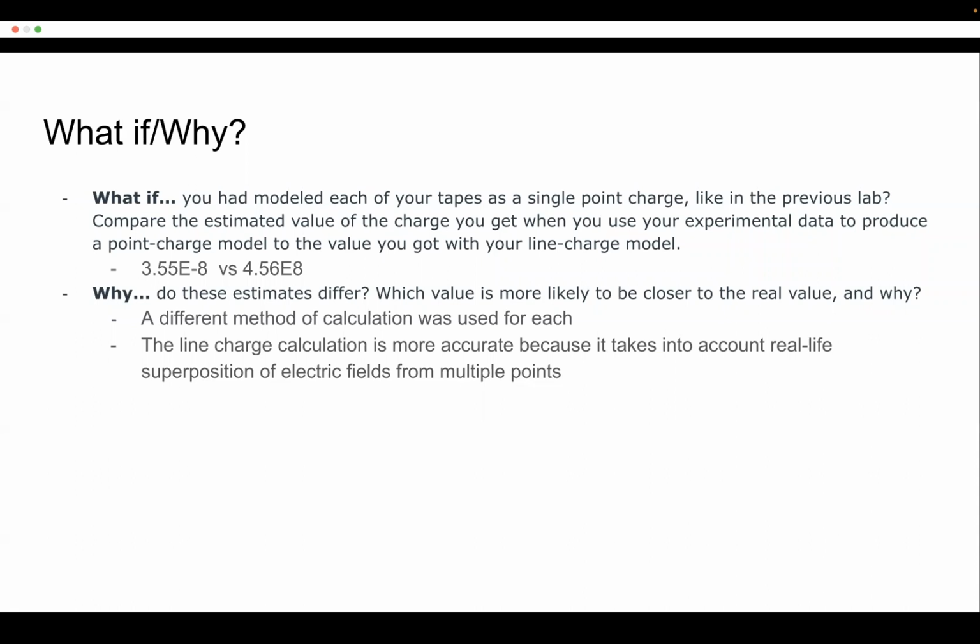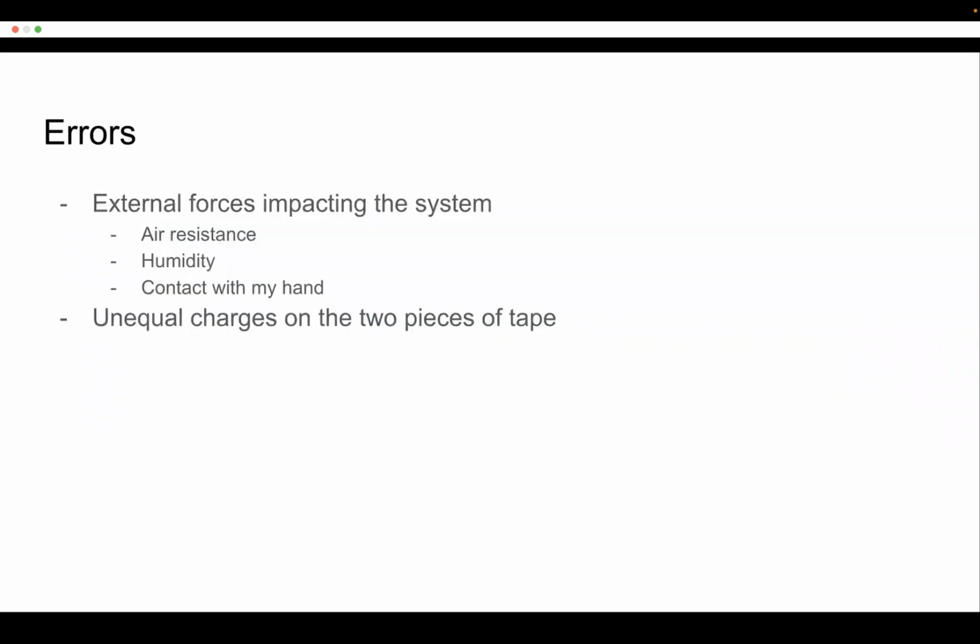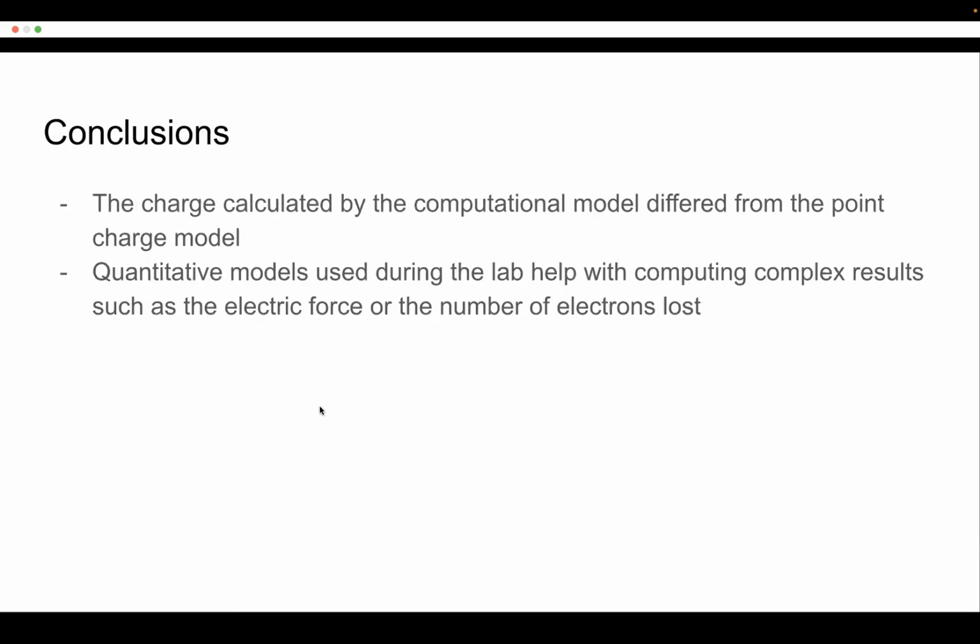And then, why do these estimates differ, and which value is more likely to be closer to the real value? A different method of calculation was used for each, which is why they are different. The line charge calculation is more accurate because it takes into account real-life superposition of electric fields from multiple points. Some errors were external forces impacting the system, air resistance, humidity, contact with my hand, and unequal charges of the two pieces of tape.